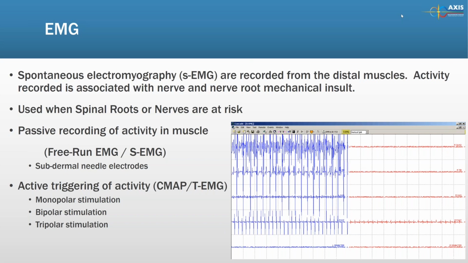Now I'm just going to give you the uses of the EMG. That was my main purpose, to talk about different types of surgery. Number one, everyone knows about the pedicle screw stimulation. So, the use of spontaneous EMG and triggered EMG for pedicle screw stimulation.